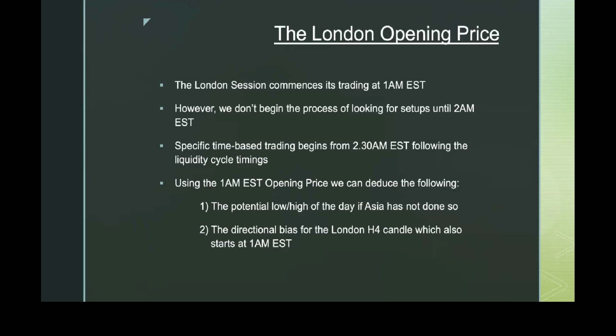Number 2, the directional bias for the London 4-hourly candle, which also starts at 1 a.m. EST. So you can deduce the potential high of the day, or you can also deduce the directional bias for London itself, using the London 4-hourly candle and how it is going to print. For that, you're going to be using your profiles. So you have your daily profiles by ICT. You can use those, but instead of the daily open, you're going to be using the 4-hourly open, which should give you the high or the low.